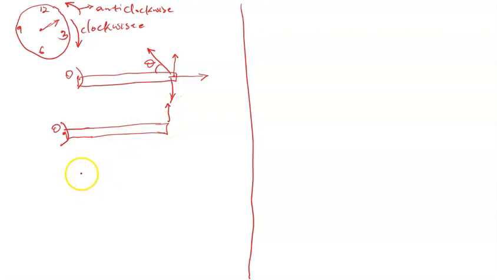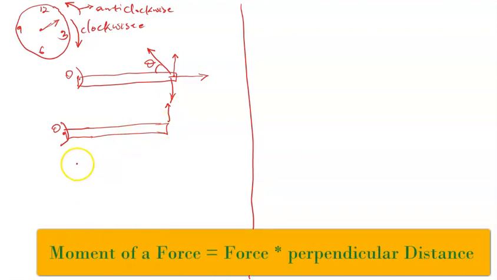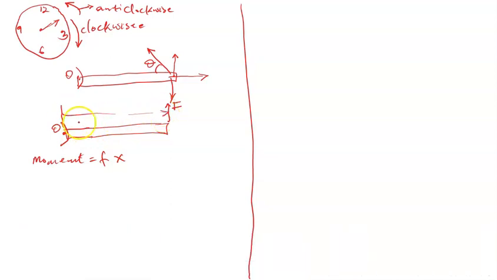From my definition of moment of a force, which is the turning effect of that force, the moment of the force is the product of the force times the perpendicular distance. This is the force F, and here is the perpendicular distance D between F and O. So the moment of this force is the product of the force times the perpendicular distance.